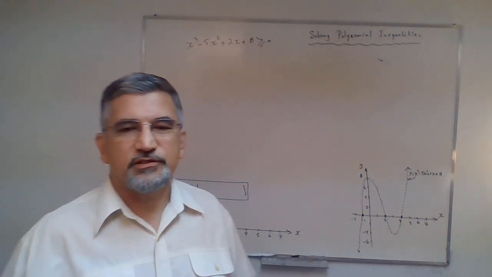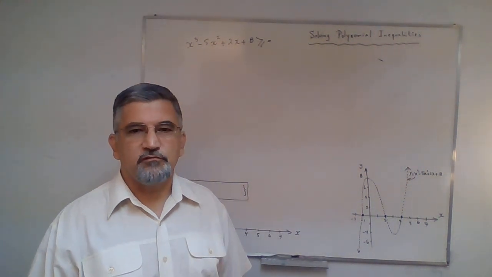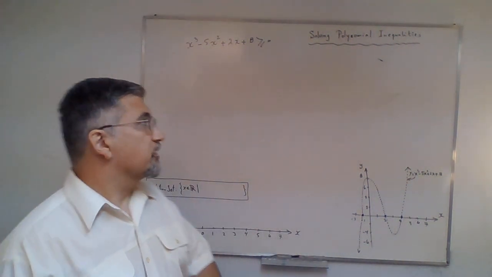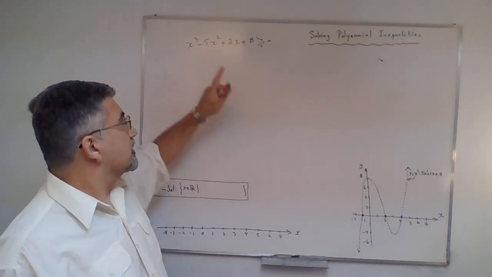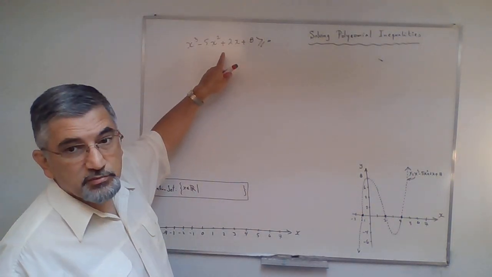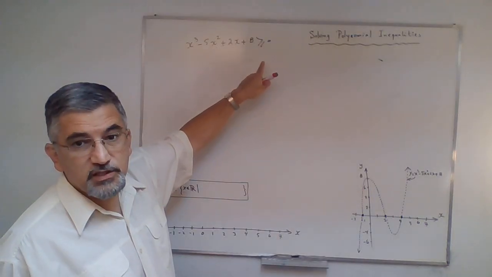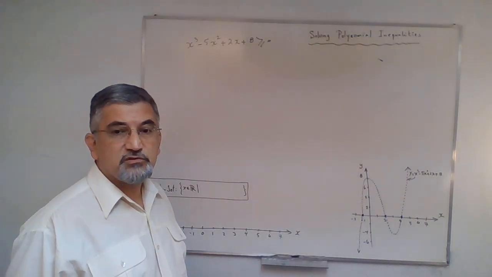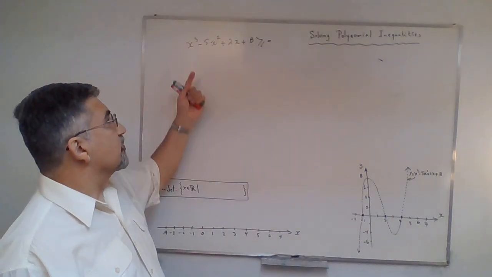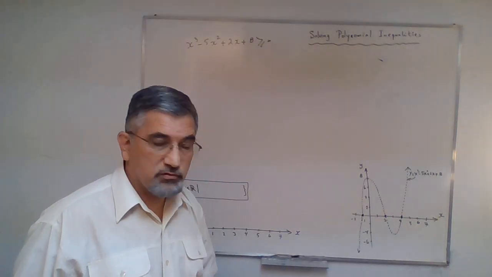Hello everyone, in this lecture we are going to discuss solving polynomial inequalities. We have a cubic inequality here: x cubed minus 5x squared plus 2x plus 8 is greater than or equal to 0, and we want to find out values of x that would satisfy this inequality.